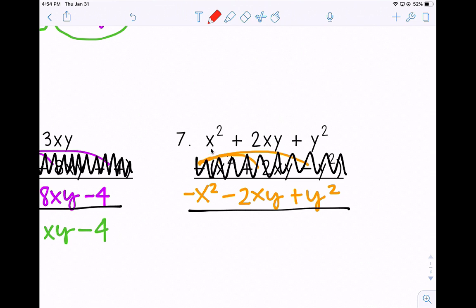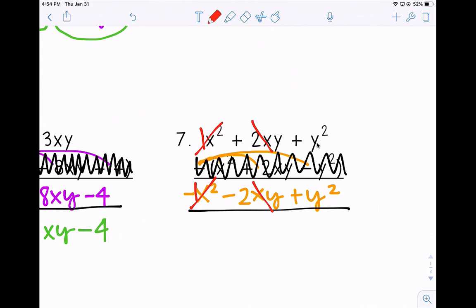So x squared minus x squared, this is like 1 minus 1. Again, they're opposites. 1 and negative 1 are opposites. So those are going to actually give us 0. They're a 0 pair. Then we have 2xy minus 2xy. So again, I have positive 2, negative 2. These are opposites. So opposites give me a 0 pair.